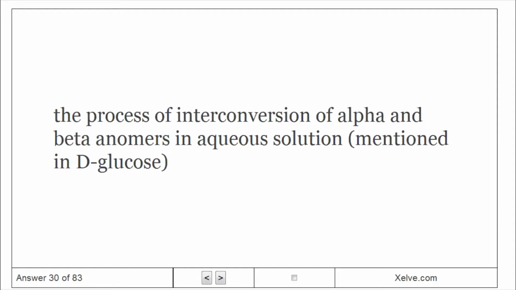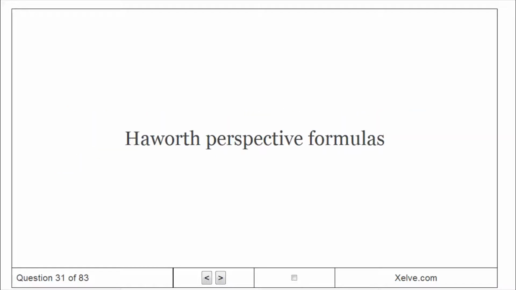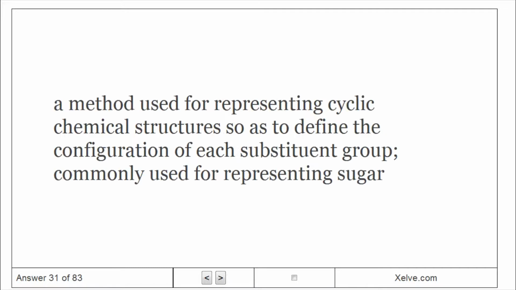Mutarotation. The process of interconversion of alpha and beta anomers in aqueous solution, as seen in D-glucose. Haworth perspective formulas. A method used for representing cyclic chemical structures so as to define the configuration of each substituent group, commonly used for representing sugars.